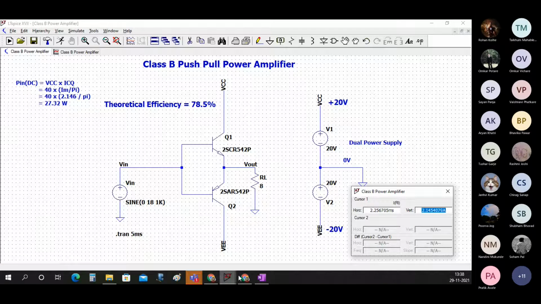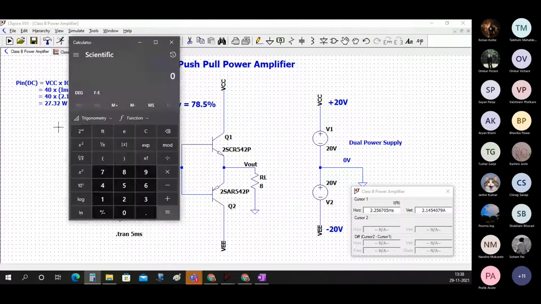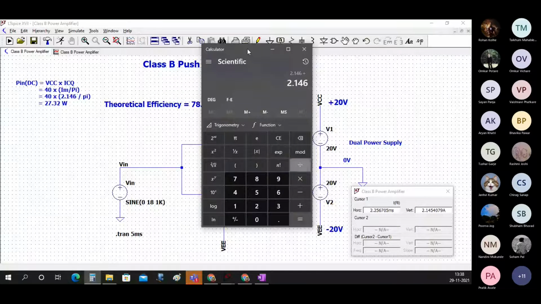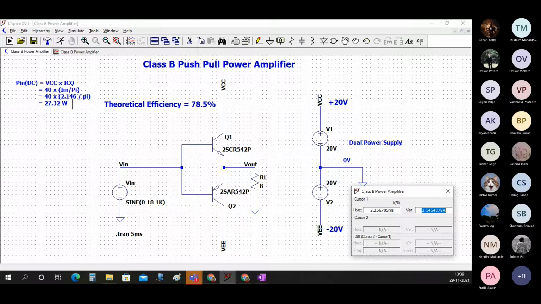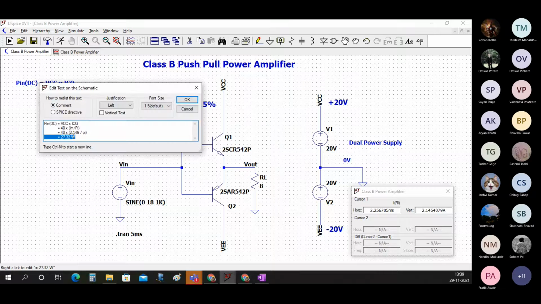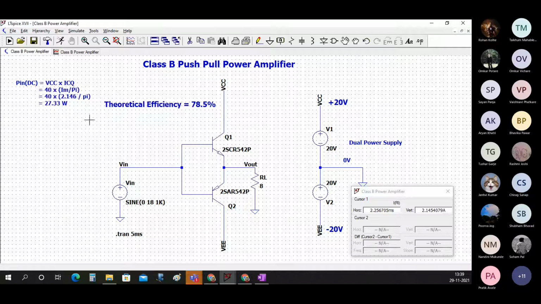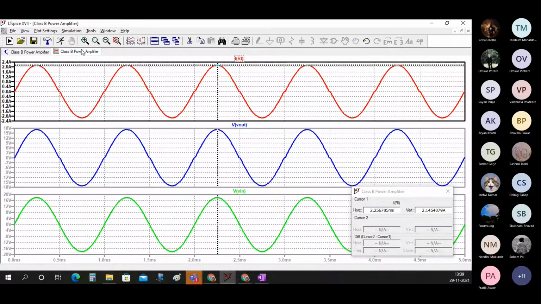Just let me know. So let's try and do that. 2.146 divided by 3.14, that's the value of pi, into 40. That gives 27.33. Okay, so that's good enough. That value is 27.33 watts. Have you understood how to calculate Im? Im is basically the maximum current flowing through the load.